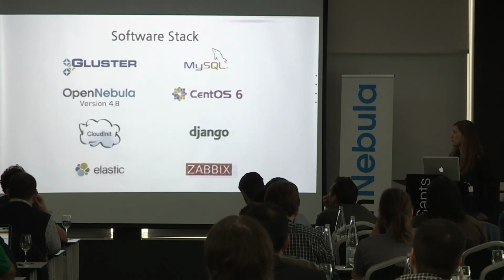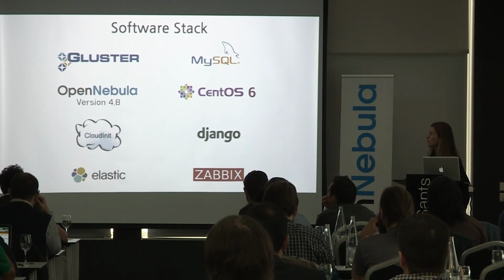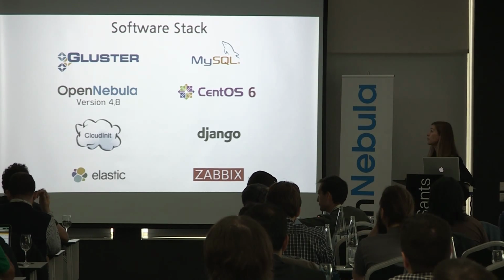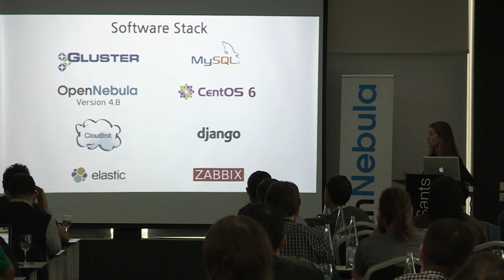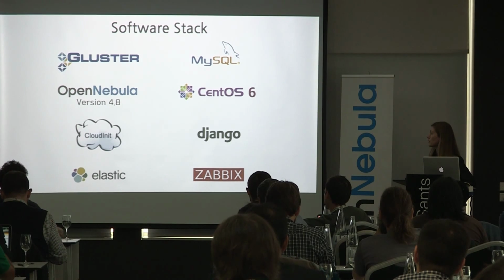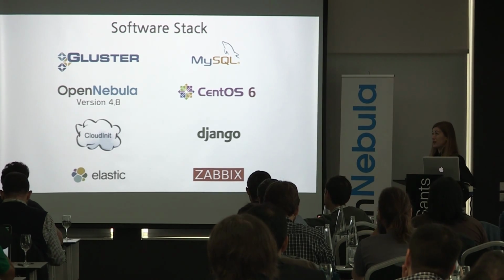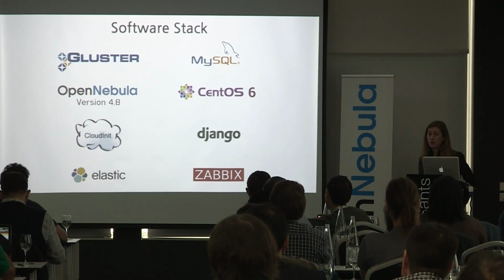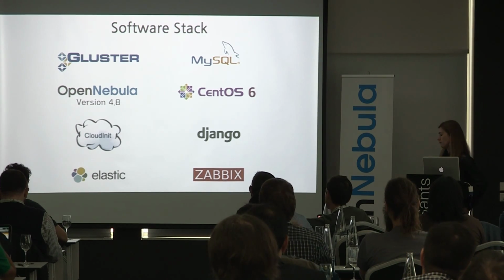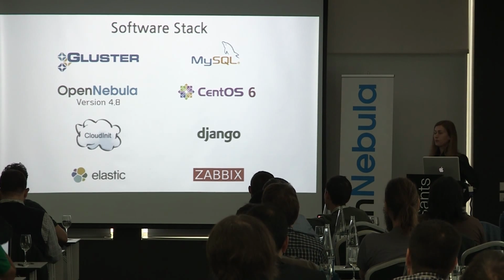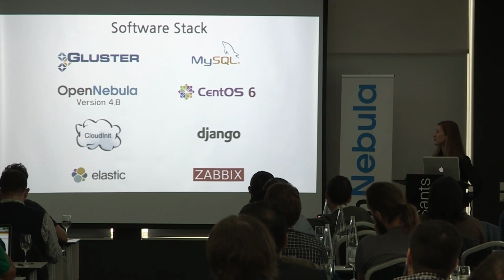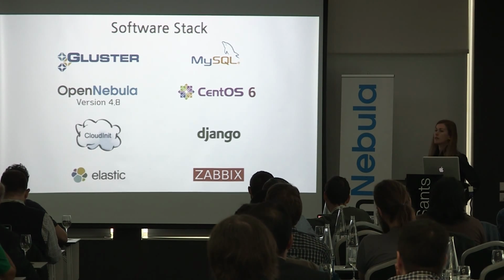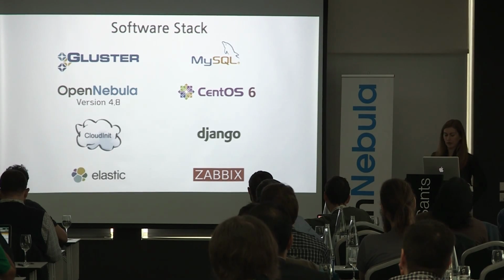The software we use, of course, is OpenNebula. We are still using a bit old version, 4.8. Then we aggregate and export the storage with Gluster. MySQL is the backend for OpenNebula and other things. The operating system for hypervisors and most of the virtual machines is CentOS 6. We use Cloud-Init for contextualization. We have quite basic images for virtual machines and a quite complex contextualization strategy. And then we use Elasticsearch for accounting, basically, and Zabbix for monitoring.